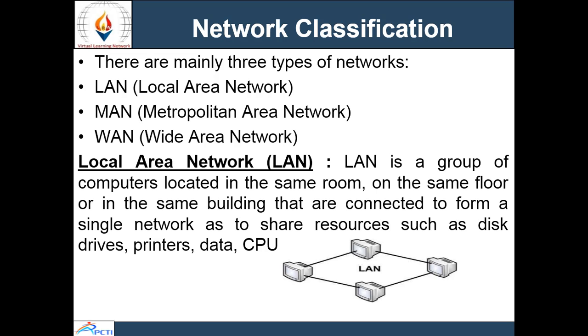Let's start with LAN. A LAN is a group of computers located in the same room, on the same floor, or in the same building that are connected to form a single network, to share resources such as disk drives, printers, data, CPU, fax or modem, applications, etc. A LAN is generally limited to a specific geographical area of less than 2 km. Supporting high-speed networks, a wide variety of LANs have been built and installed, but a few types have more recently become dominant.